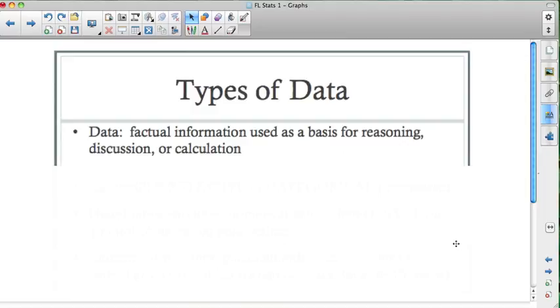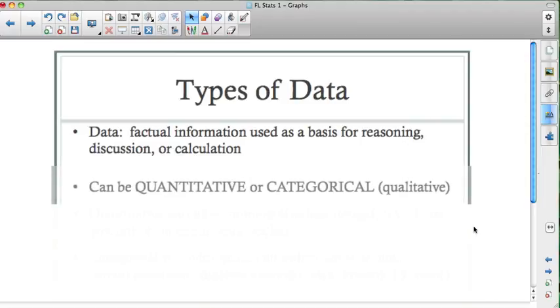So before we begin, what is data? Data is just factual information that we use as a basis for reasoning, discussion, calculation. Basically, AP statistics is all about using data. And data falls into two types. Our data can be quantitative or it can be categorical, also known as qualitative.